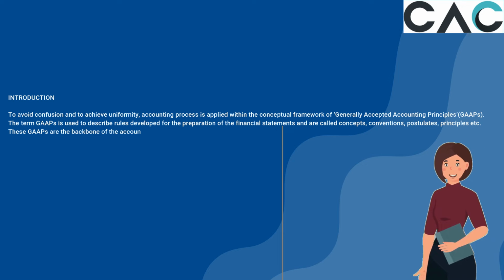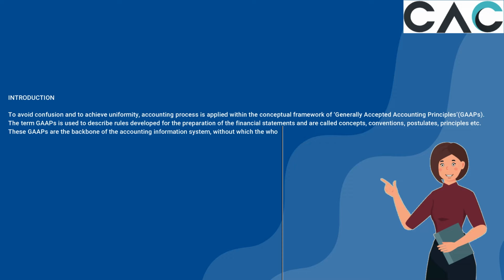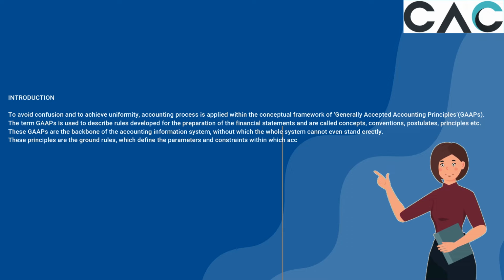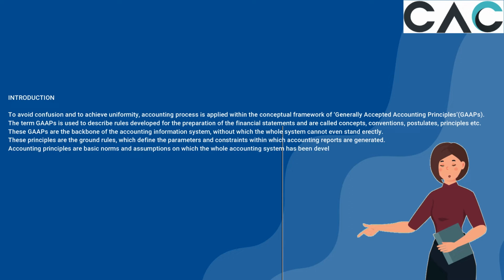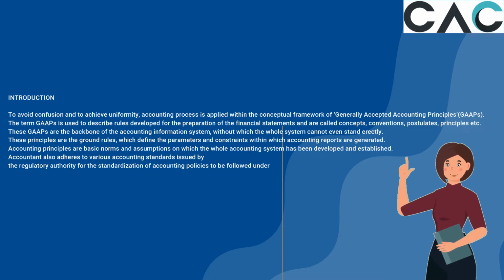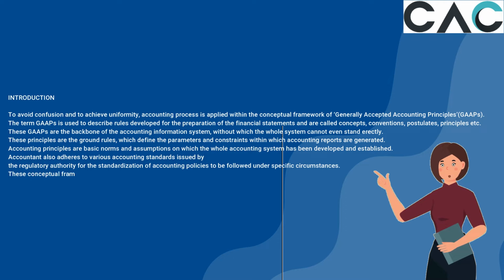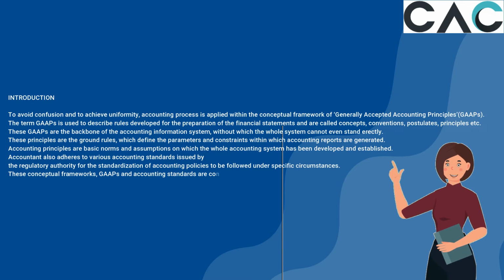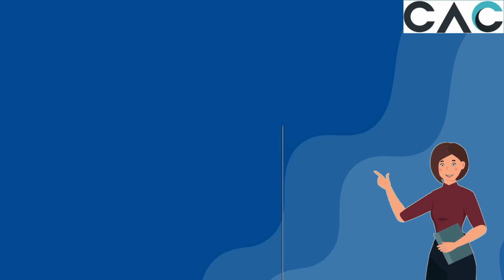These GAAPs are the backbone of the accounting information system, without which the whole system cannot even stand erect. These principles are the ground rules, which define the parameters and constraints within which accounting reports are generated. Accounting principles are basic norms and assumptions on which the whole accounting system has been developed and established. An accountant also adheres to various accounting standards issued by the regulatory authority for the standardization of accounting policies to be followed under specific circumstances. These conceptual frameworks, GAAPs, and accounting standards are considered as the theory base of accounting.